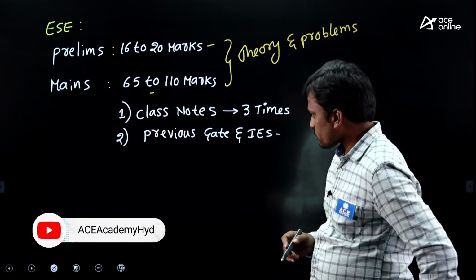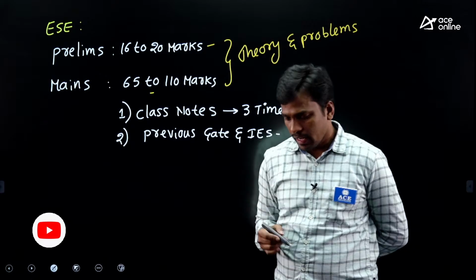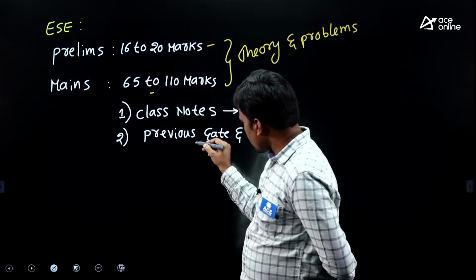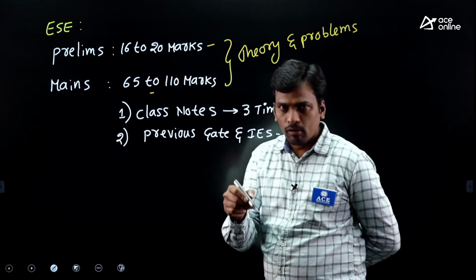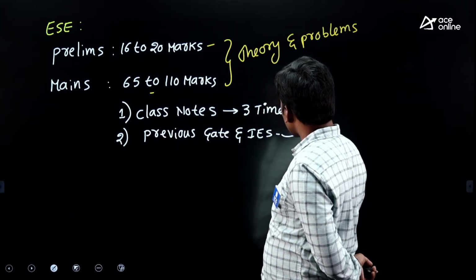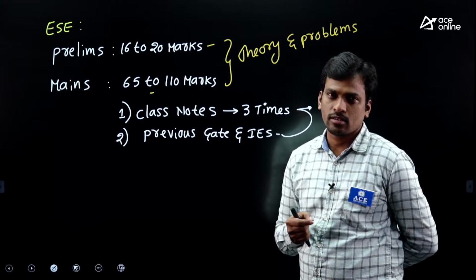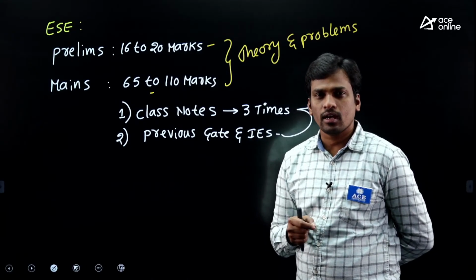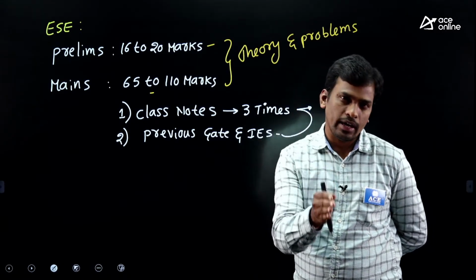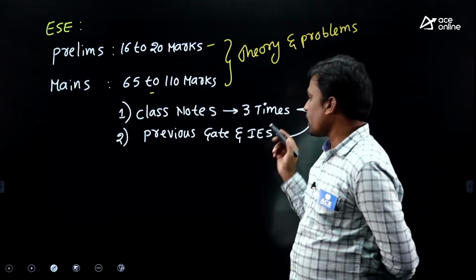Then students, while solving the previous GATE and IES questions, if you feel any concept a little bit difficult, then do one thing. That same concept, not the complete problem, where you are facing difficulty, that concept better print in your class notes. Better use spiral notes, students. If you use spiral notes, in the middle of the topics or chapters, you can add some extra concepts also.